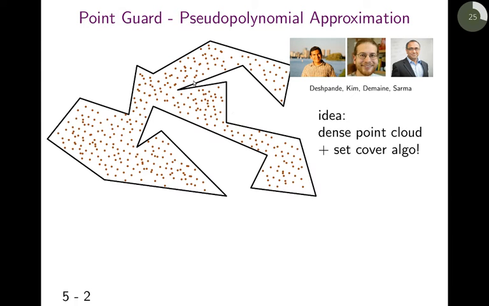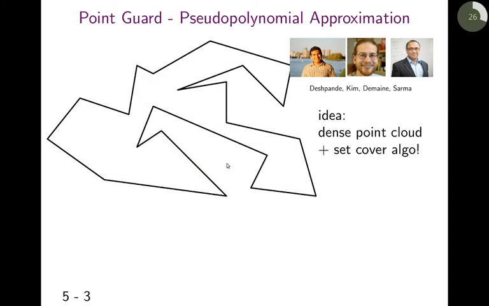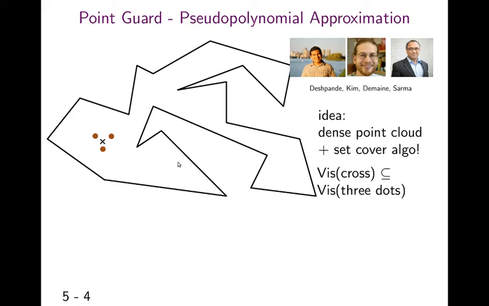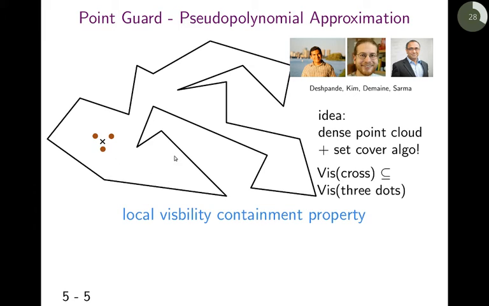So what's their idea? They just generate this huge point cloud, and then they use a set cover algorithm restricted to this huge point cloud. And the idea is, why should this give a good solution? They say, if I have an optimal solution, well, let's look at these 3 points around it in their dense point cloud. Then they think that these 3 points around it see whatever X would see. And I call this local visibility containment property. So the optimum of these dots would be at most 3 times the actual optimum.